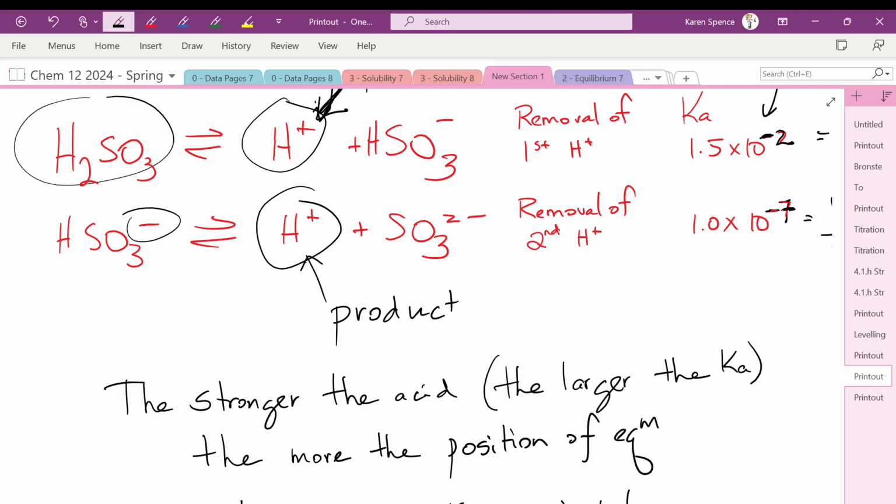But mostly, if this question came up, you would probably be expected to argue it either in terms of Ka or just in terms of strength of acid, and say a stronger acid dissociates more completely and therefore the H plus comes off more, and therefore the first one comes off more easily. Yeah?